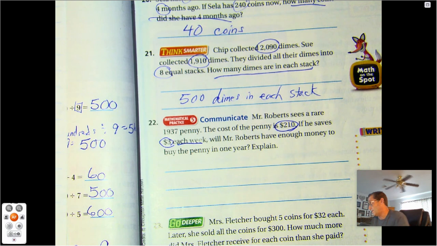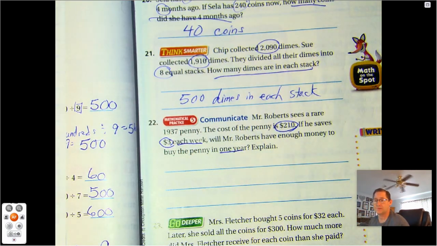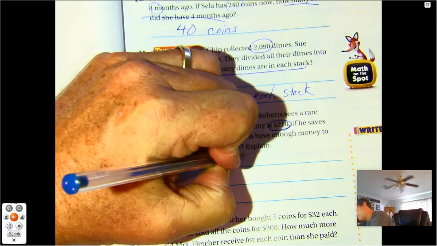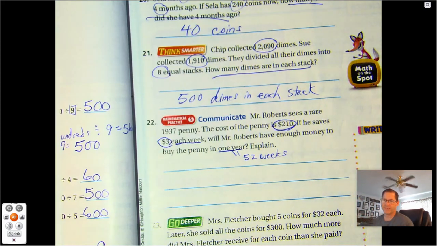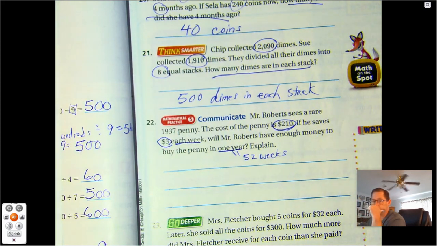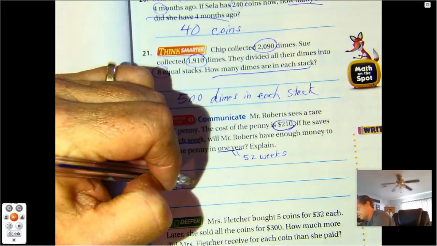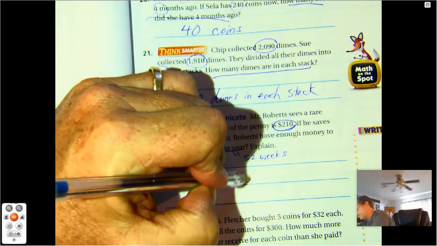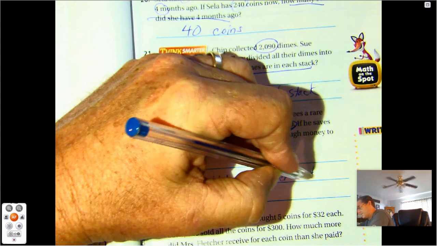So we need to know how many weeks are in a year, don't we? Oh, well, 1 year is 52 weeks. Okay, we need to know that. So let's see how many weeks it's going to take. He has $210 divided by $3 per week. So 210 divided by 3.